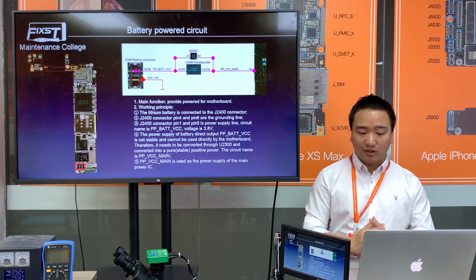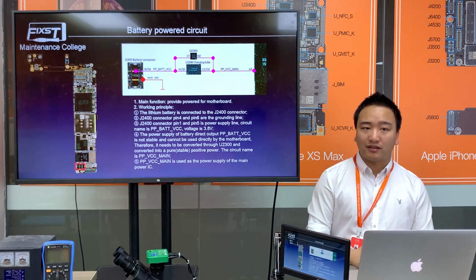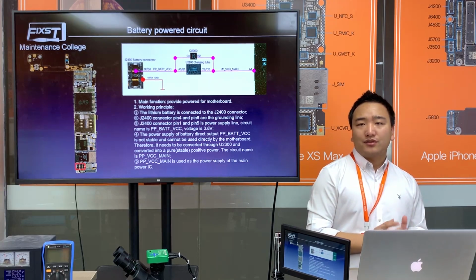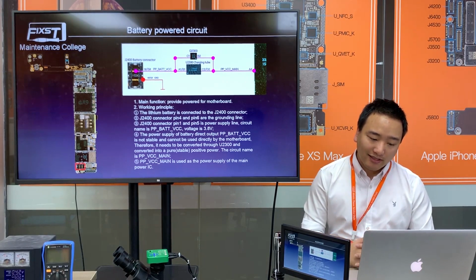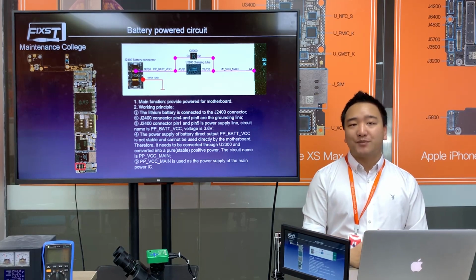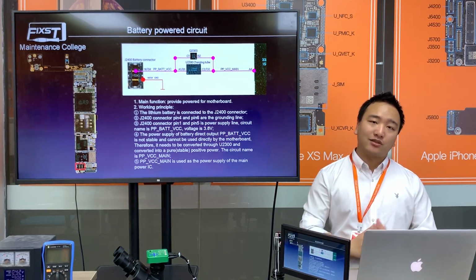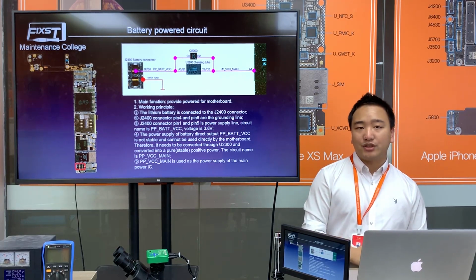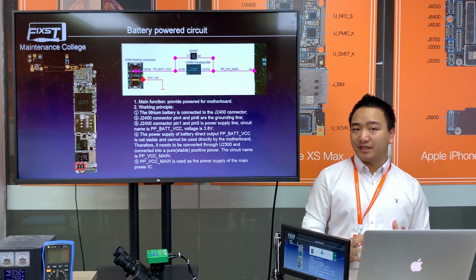So you just know that the battery is connected to the J2400 connector, and this connector's pin 1 and pin 5 send out power of about 3.8 volts. Because this level of power is a little higher and the voltage is not stable, we need to use the U2300 charging IC to exchange it to be a more stable power. And after the exchange, the cleaner, more stable power is named PP-VCC MAIN.